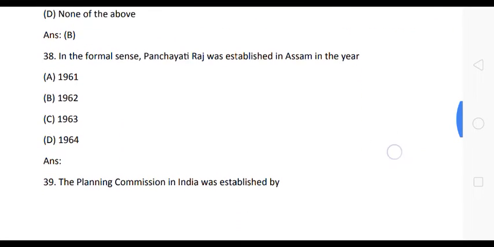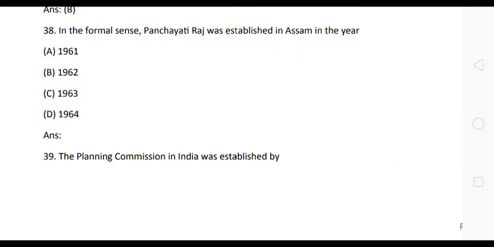The next question is, in the formal sense, Panchayati Raj was established in Assam in the year.